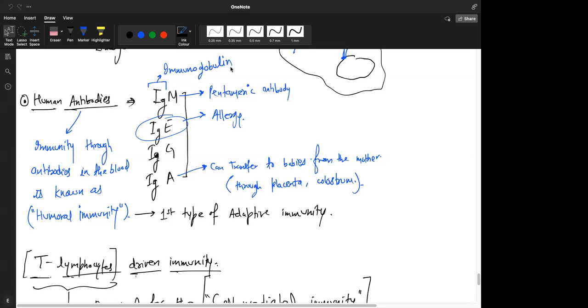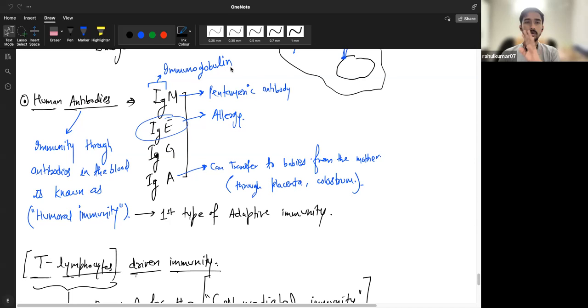Then IgM is a pentameric antibody. All Igs are known as immunoglobulins: I for immuno, G for globulin. The word Ig comes from immunoglobulin. Now there are 4 types: immunoglobulin M, E, G, and A, and I told you can remember it as MEGA.